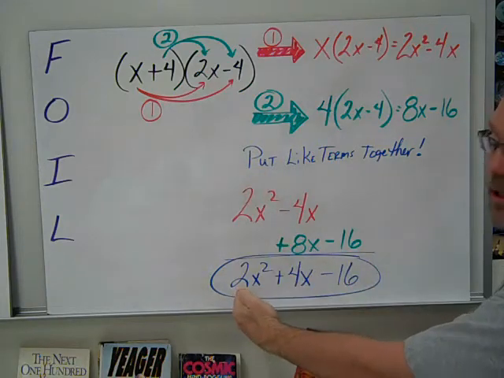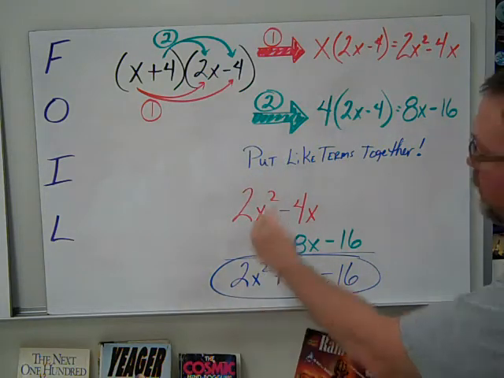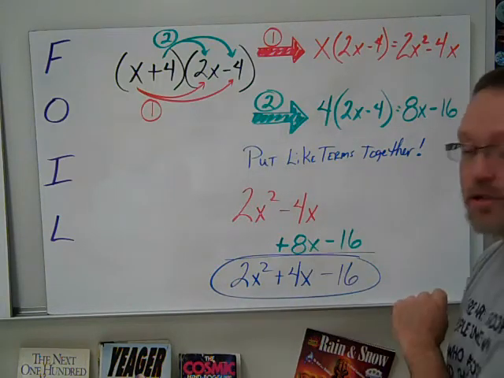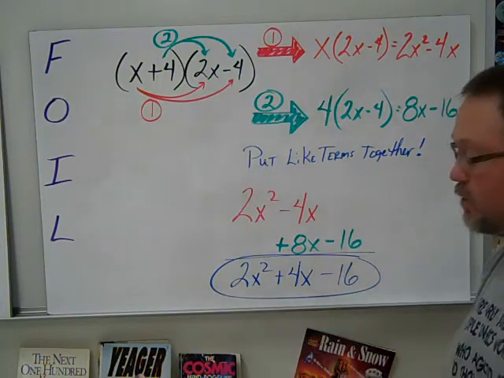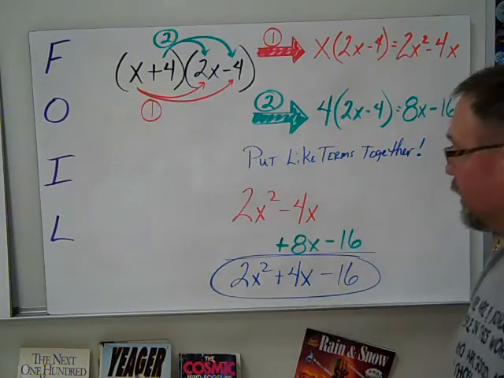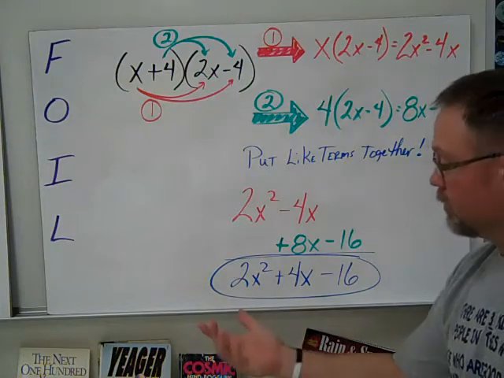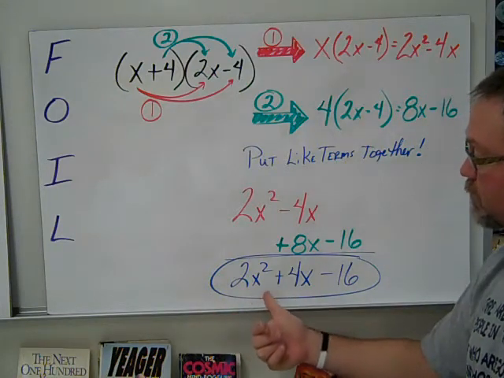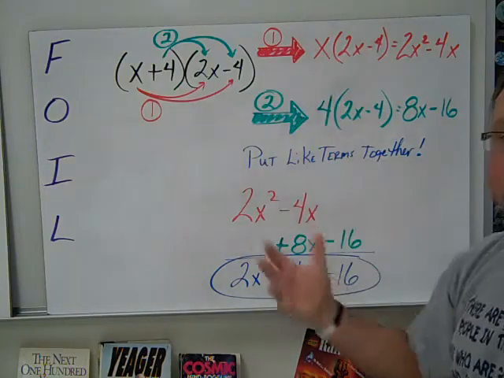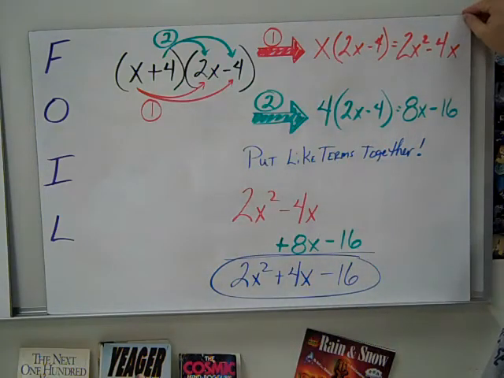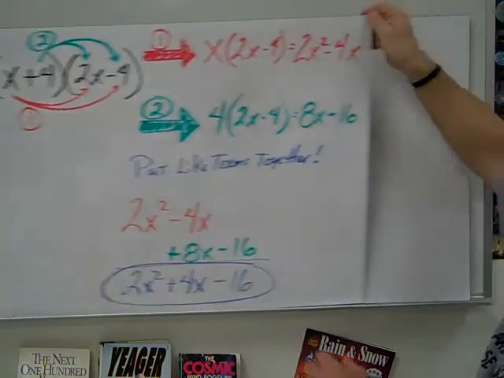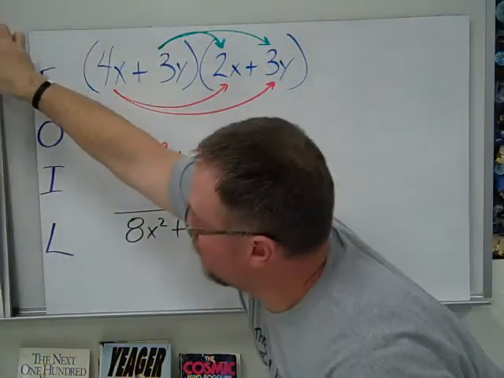So now we bring our 2x squared down because there's nothing that combines with it. We have a negative 4x and a positive 8x. So again, the larger number carries the sign, and with different signs we subtract. The x comes with it because it's our like term. And we have a negative 16 at the end. So our final answer for this is 2x squared plus 4x minus 16. So this is another way that you can look at the FOIL method as being a part of the distributive property twice. So let's take a look at one more problem.